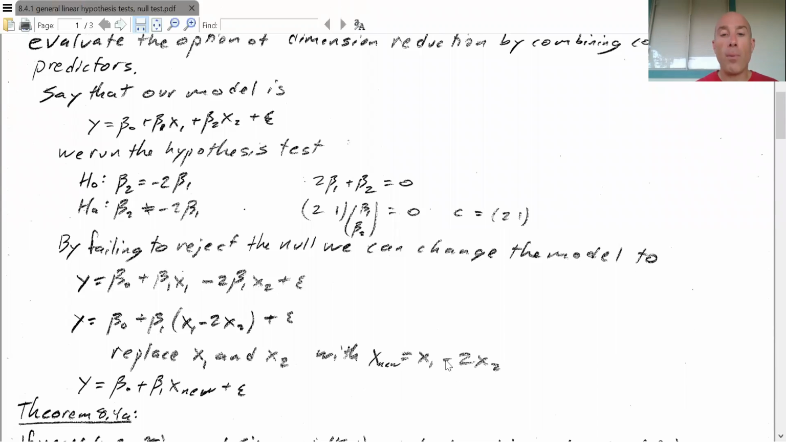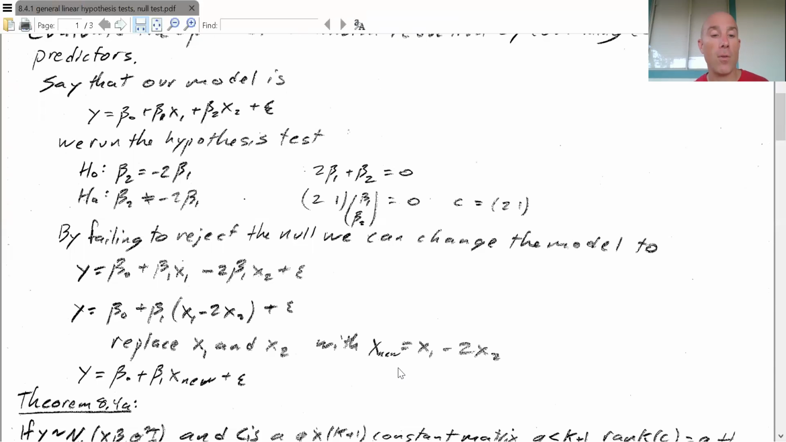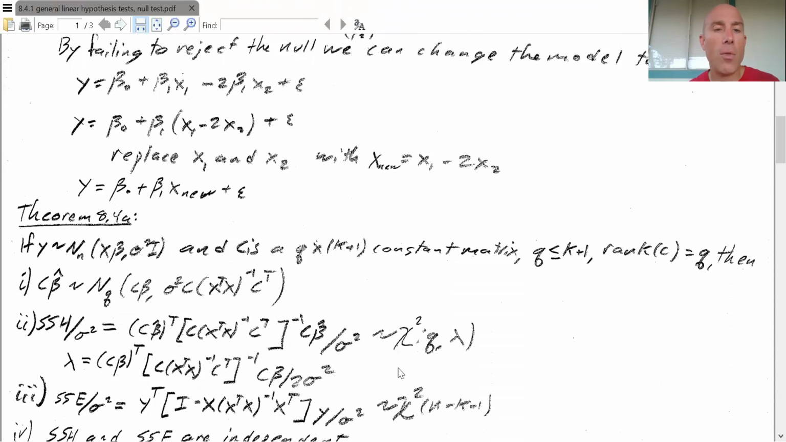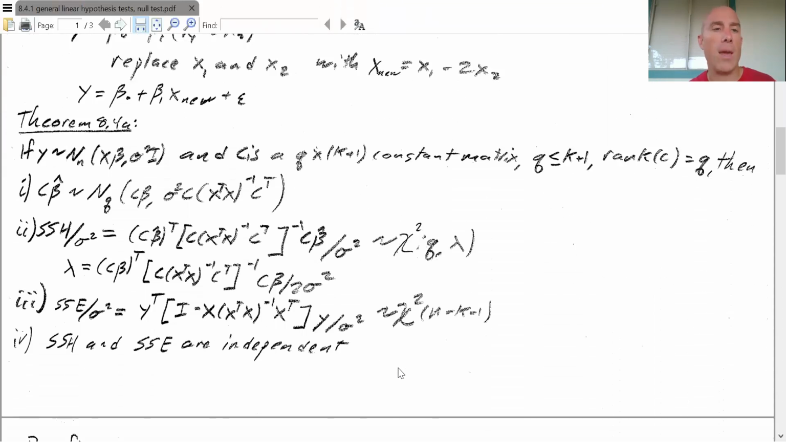And so if I was to replace my two predictor variables with x1 minus 2x2 to get a new predictor variable, x new, this could be my model. And that might actually be a better model to work with. And if I was to use row means to get my new predictor variable, there can be some serious advantages with that dimension reduction. Less variance on the coefficients, and things are just more stable when we work with means if we can. All right, so let's take a look at a theorem.